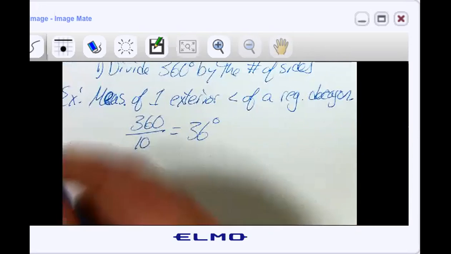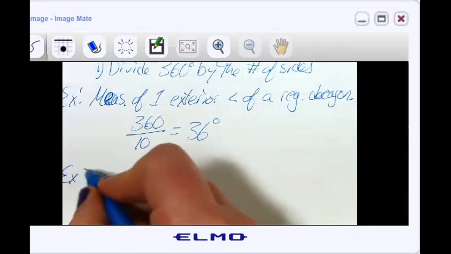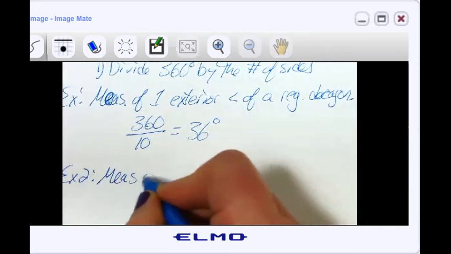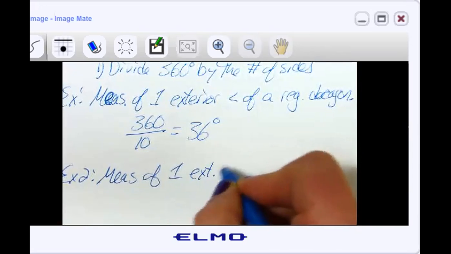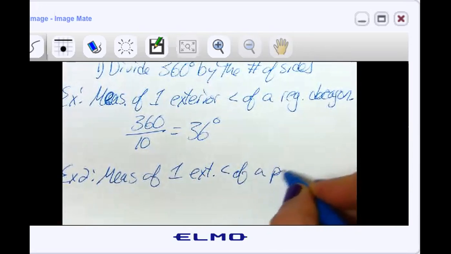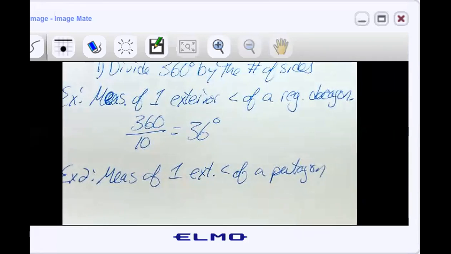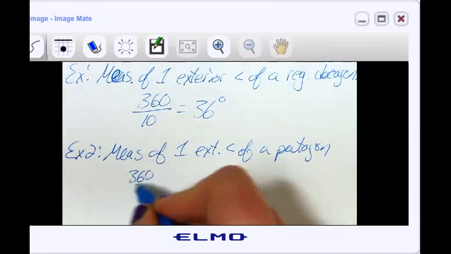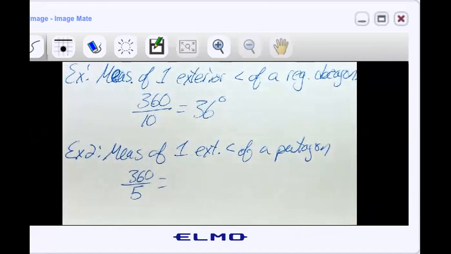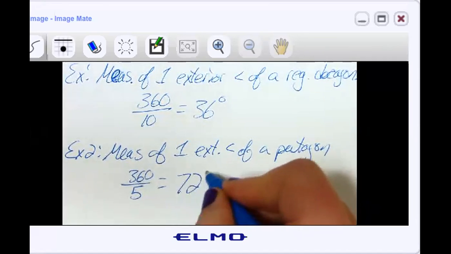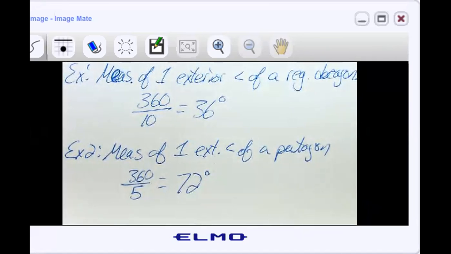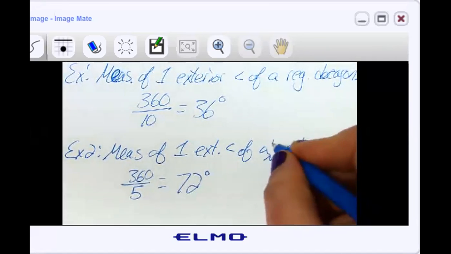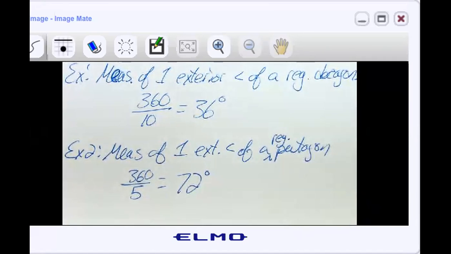Let's do another example. Measure of one exterior angle of a pentagon. You need to know, oh, pentagon, that's just 5 sides. So all I have to do is 360 divided by 5, and that's, I believe, 72, right? Yes. So I get 72 degrees for the measure of one exterior angle of a regular pentagon. Oops, I forgot regular in there. You have to have that.